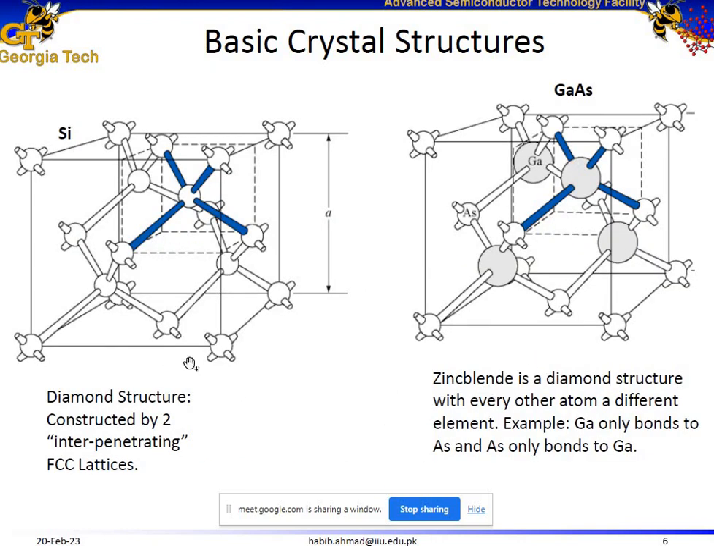Moving on to the next slide, another kind of structure is the diamond structure, which is constructed by 2 interpenetrating face-centered cubic lattices. Silicon is an example which has a diamond structure. And then we have the zinc blende structure, which is similar to the diamond structure, but gallium arsenide is an example of zinc blende. In zinc blende, we have alternate gallium and arsenic atoms. Its structure is similar to the diamond structure, but we have alternate gallium and arsenic or other kinds of atoms. For compound semiconductors, we have the zinc blende structure.